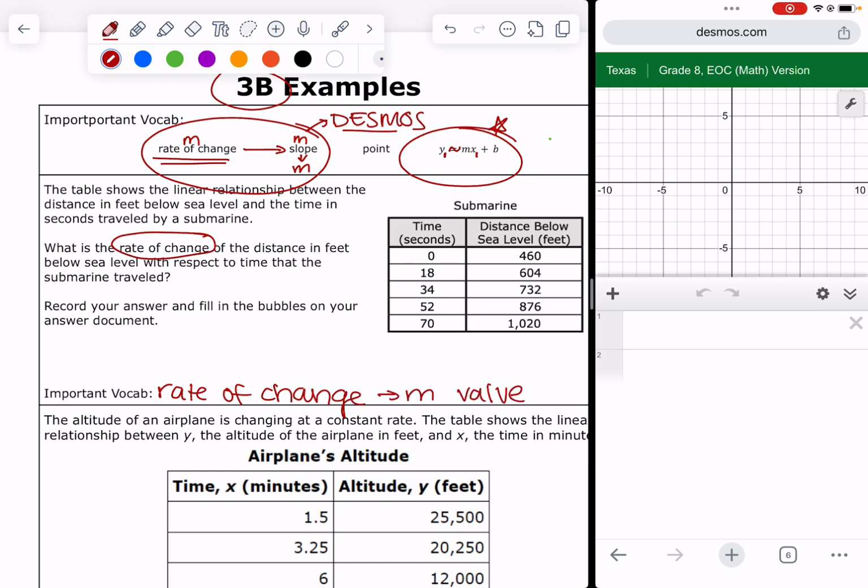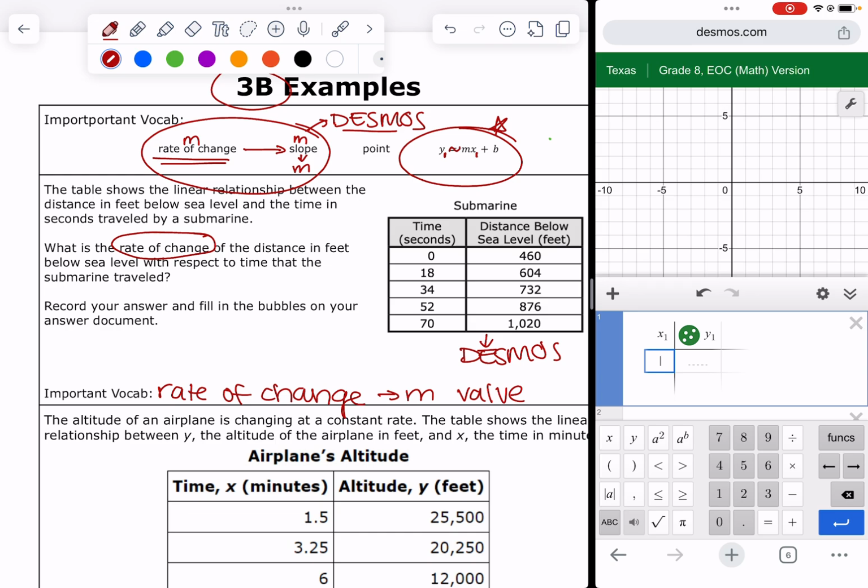So I'm going to take my table into Desmos, exactly how I see it. So plus table. And now I'm going to insert those numbers exactly how I see them. So I have 0, 18, 34, 52, and 70. Now I'll go to the y values. 460, 604, 732, 876. And with this comma, if I put the comma, we're going to see what happens.